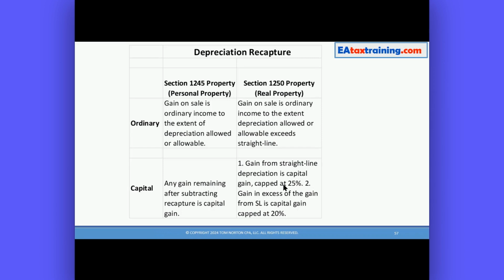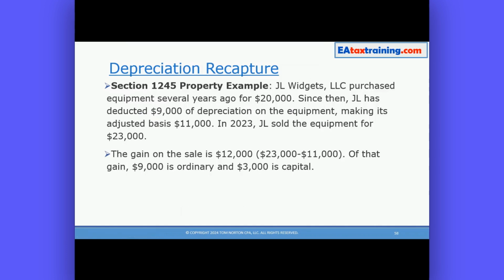So if you have gain from straight line depreciation, then it is considered capital gain. However, it is taxed at ordinary tax rates up to this maximum of 25%. Any gain in excess of the gain from the straight line depreciation is regular capital gain, so the maximum is 20% that you would have to pay. It'd be 0, 15, or 20%, depending on your taxable income for the year. So let's look at an example of each, one for 1245 property and one for 1250 property.